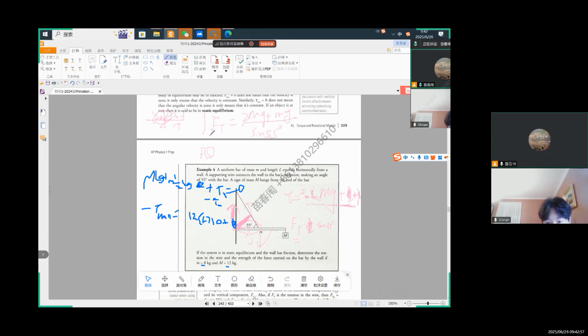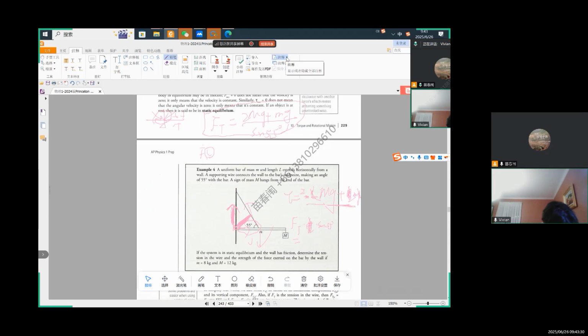So now I can just find my tension, right? Negative sine of 55. I can just substitute and I got my tension, right? How do you find the strength of the force exerted on the bar by the wall?